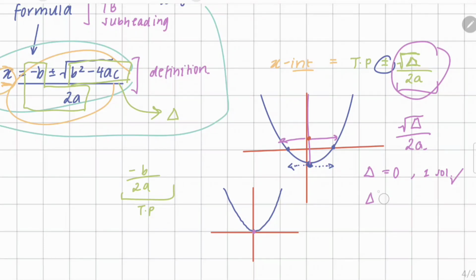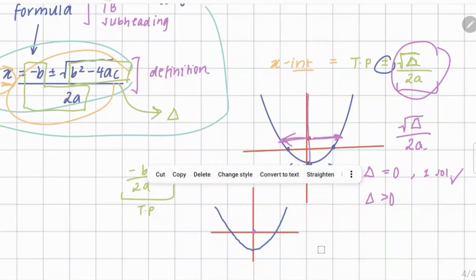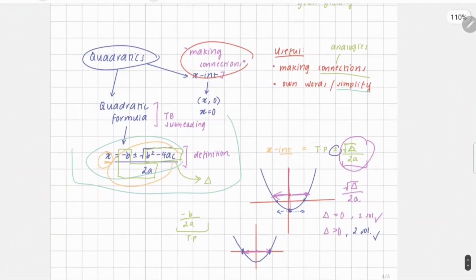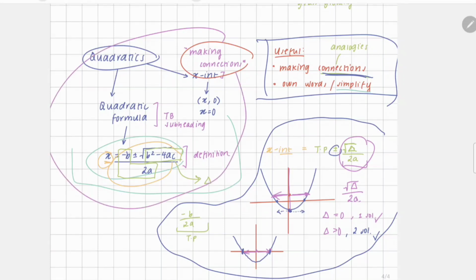If the discriminant is greater than 0, if I'm adding things to it, then I end up with 2 x-intercepts. And from my diagram as well, I can see there are now 2 x-intercepts. So that makes sense. That's why mind maps are useful, when you make connections, but you can see that the way I make connections here is different to the generic mind map that students usually do. Another key point is to simplify things and to use your own words.